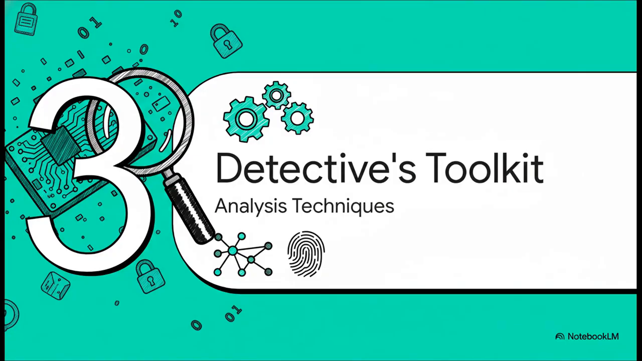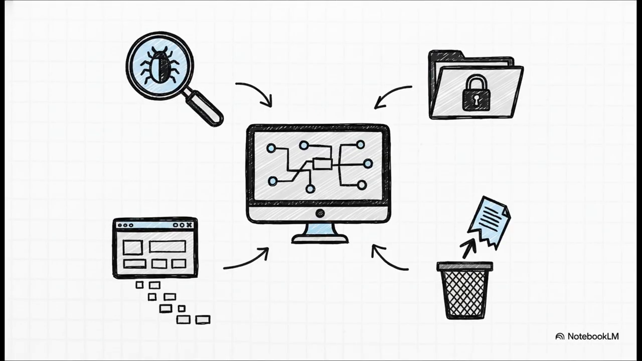Okay, now we get to the really fun part. We know the process, but what are these investigators actually looking for? What's in their digital toolkit? So during that analysis phase, they use all sorts of powerful tools. They're scanning for malware, they're hunting for encrypted or hidden files, and they're digging into two areas that are often absolute goldmines: a user's web history and their so-called deleted files.